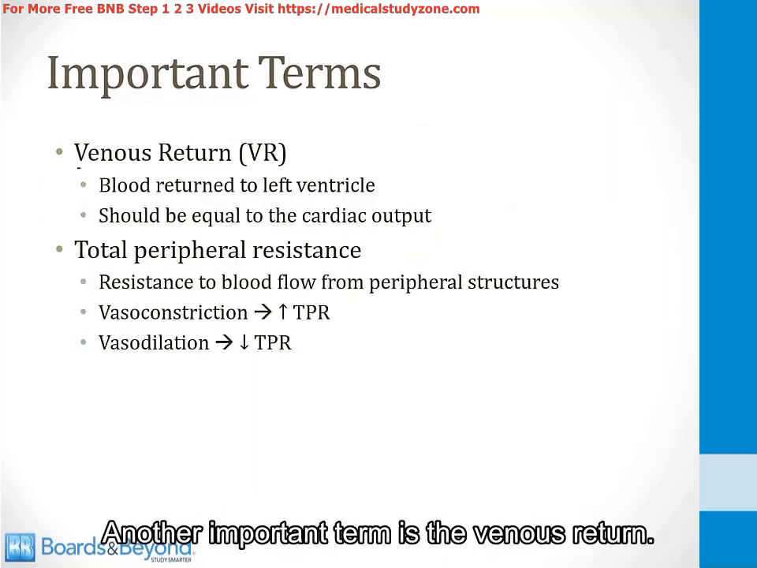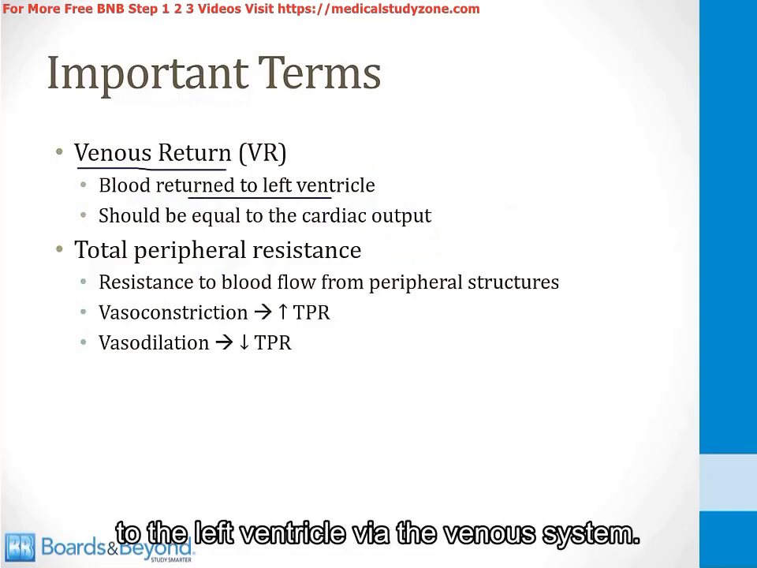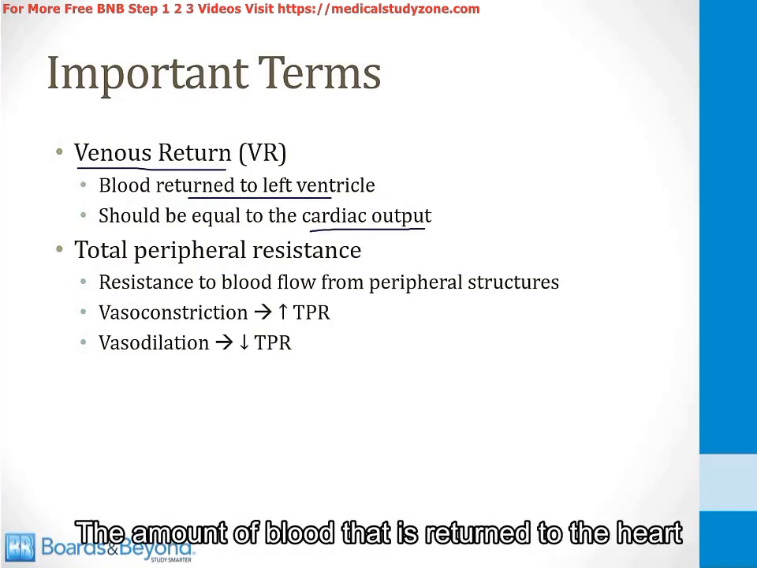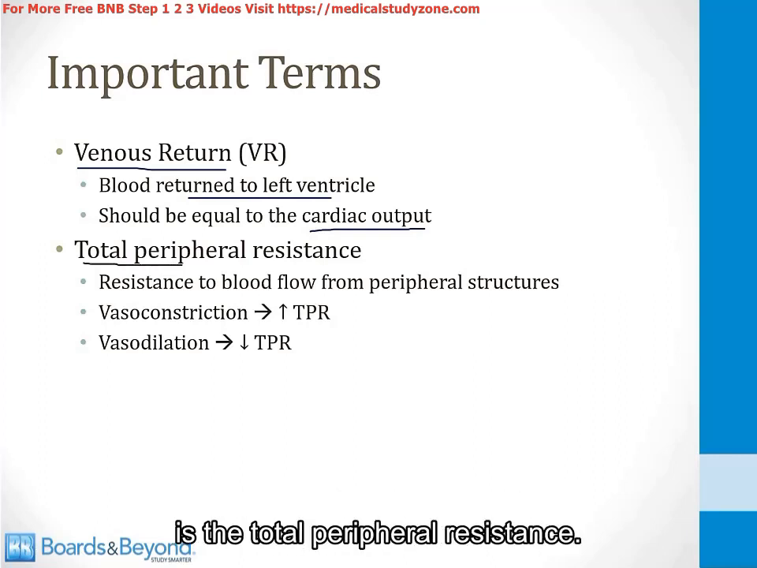Another important term is the venous return. This is the amount of blood returned to the left ventricle via the venous system. It should be equal to the cardiac output. The amount of blood that is returned to the heart from the body should be equal to the amount that goes out. And then another important term is the total peripheral resistance.